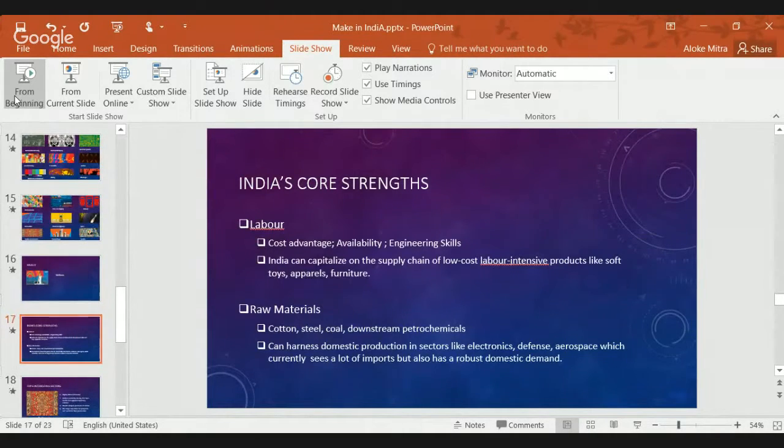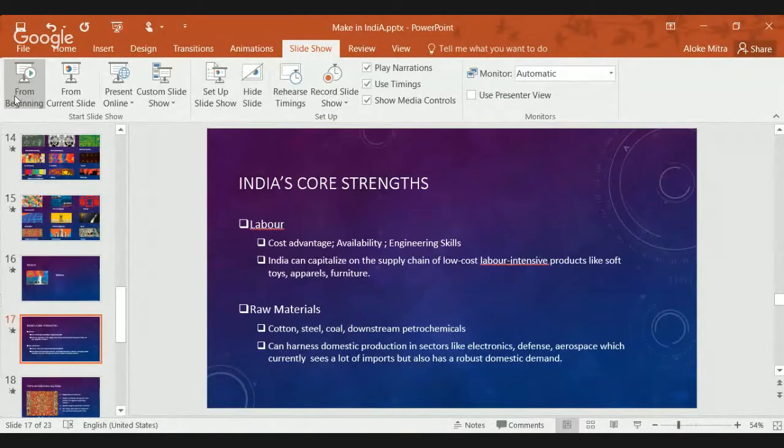And we can also proudly say that we are one of the few nations on earth to generate a high number of engineering graduates on an annual basis. So India can capitalize on the supply chain of low-cost labor-intensive products like soft toys, apparels, and furniture. The second core strength that India really possesses is raw material availability, like cotton, steel, coal, and downstream petrochemicals.